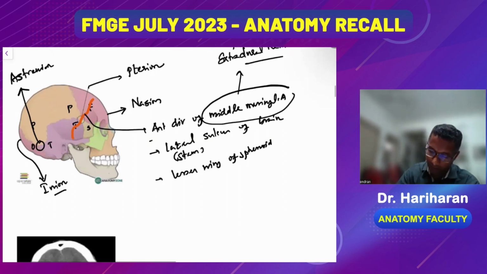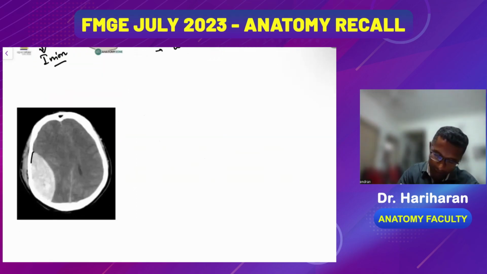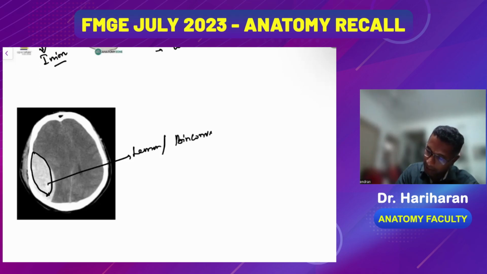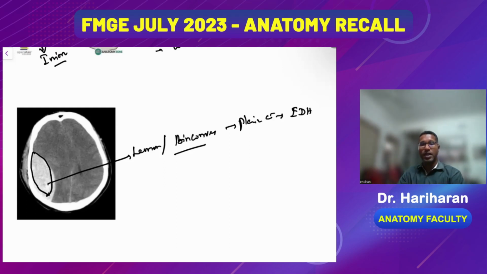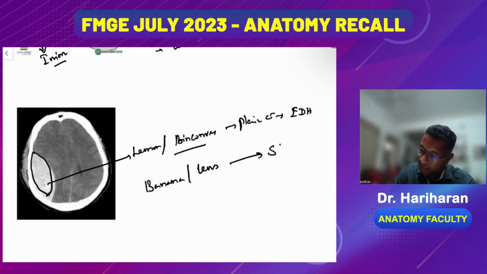If you take the radiological image, a lemon-shaped or biconvex image in a plain CT is the diagnosis of extradural hematoma. If you see a banana-shaped or crescent-shaped lesion, then the diagnosis is subdural hemorrhage.